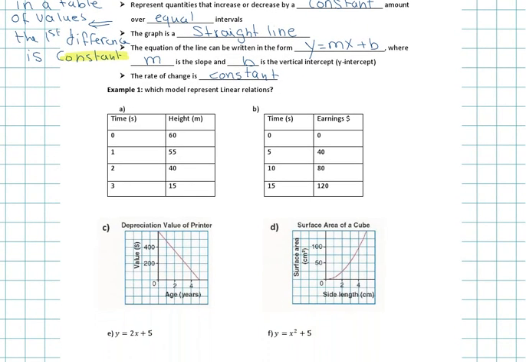Okay? So let's look at this. Which model represents linear relations? Since it's a table of values, I have to do the first difference. Okay? So let's do the first difference here. With the first difference, you have to do this minus that, right? So it's 55 minus 60, which is negative 5. Do the same thing. 40 minus 55. What do you get? Negative 10.